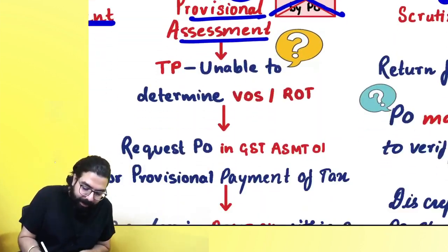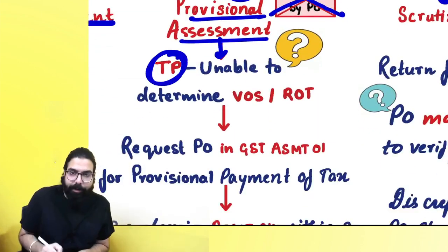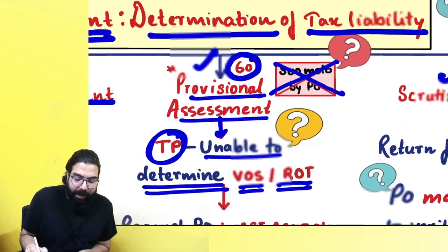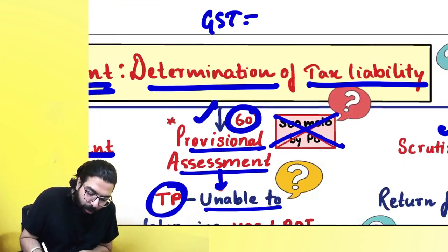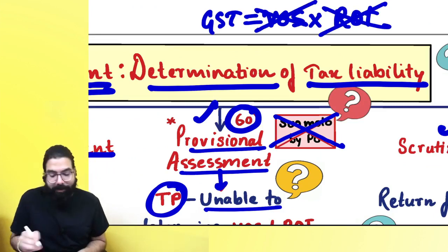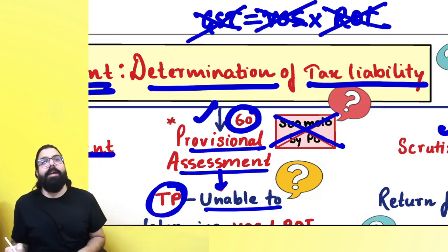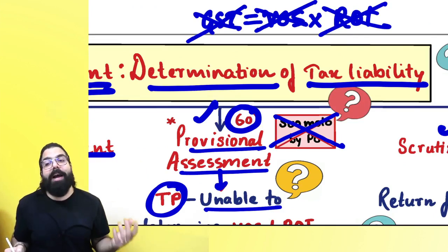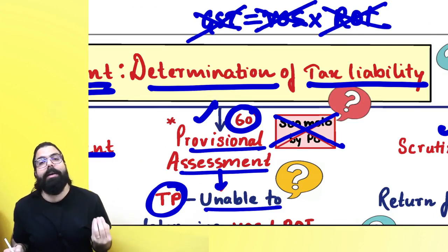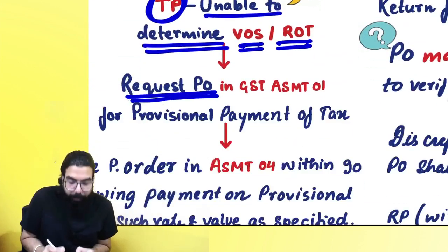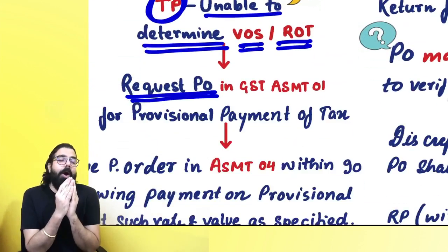If any taxable person is unable to determine the value or the rate of tax, remember GST is equal to value of supply into rate of tax. If you don't know the value or the rate of tax, you will not be able to calculate GST. For example, I did one supply and I am not able to determine the value or the rate of tax, then I can request the proper officer, please tell me how much I should pay.